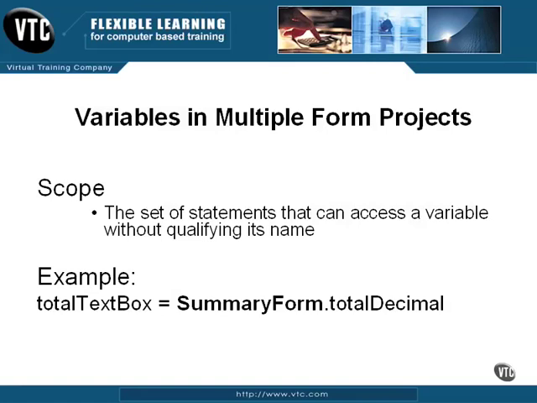So the scope will require you to include the name of the form, and remember, you will not be able to use Me because Me references the currently active form, and since you have multiple forms now, that may not be the correct form. So qualifying its name refers to the fact that you have to specify the name of the form followed by a dot and then the name of the object.